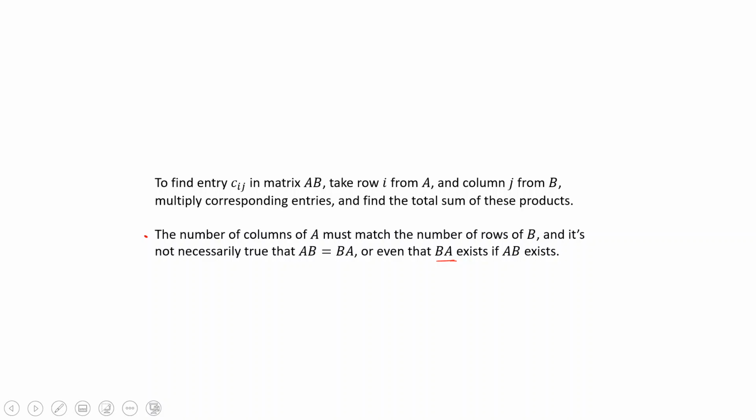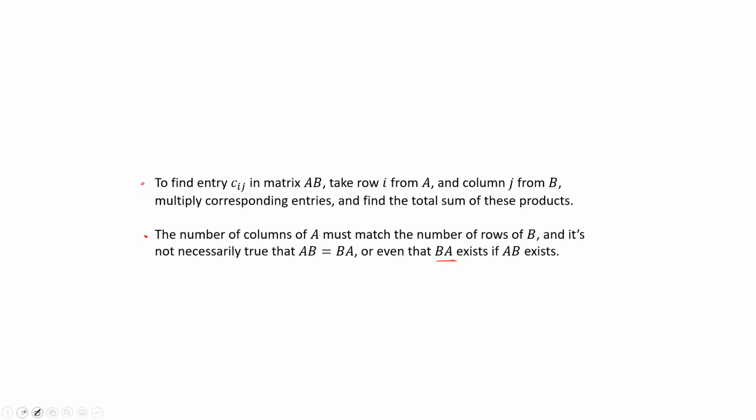So how do we actually do it? What's the procedure? Here it is in a sentence. It's a little hard to understand what the sentence is talking about, so I'll jump straight to examples, but let me read it first. To find entry Cij in the product matrix A times B, we take row i from A, take column j from B, multiply corresponding entries, and then find the sum of the products of those corresponding entries. It's a bit hard to visualize what that means, so let's jump straight to examples.